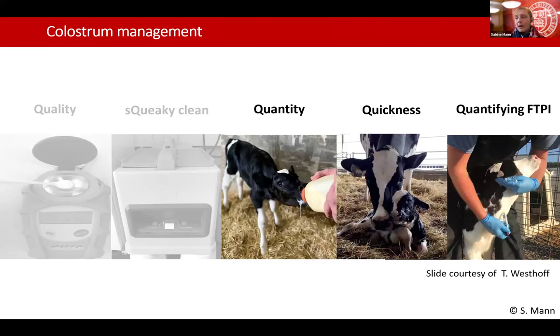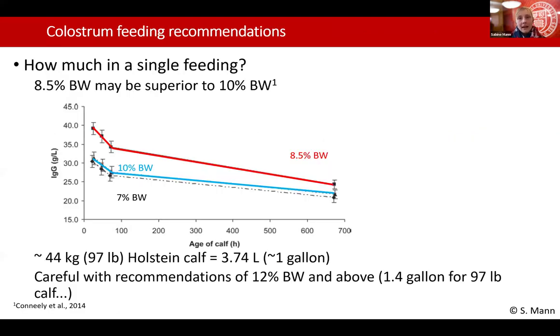So with this, I would move on to quantity, quickness, and quantifying failure of transfer of passive immunity, FTPI, in the calf. Starting with how much to feed, so colostrum feeding recommendations, and these are recommendations for a single feeding.